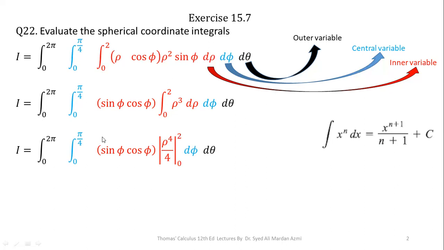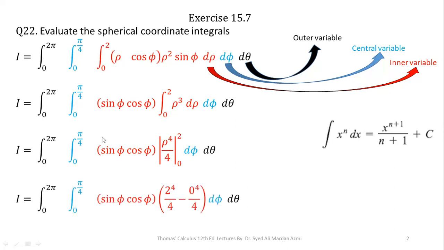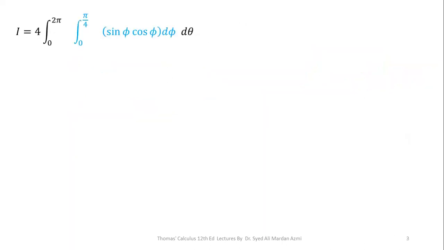In the next step, we will apply limits by using fundamental theorem of calculus, upper limit minus lower limit, making the simplifications. I can take 4 outside, so I am left with sine phi, cos phi. Now, up till here, I have completed the process of integration with respect to rho. Next, I will perform the process of integration with respect to phi. Now, in order to integrate sine phi, cos phi, we have to use this formula.